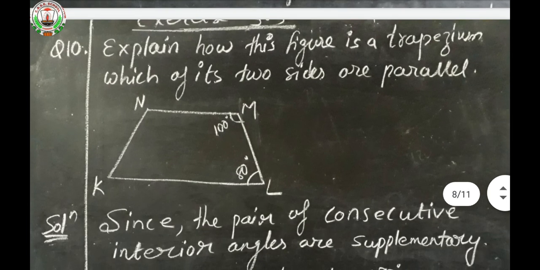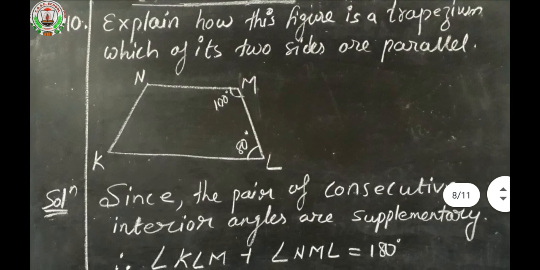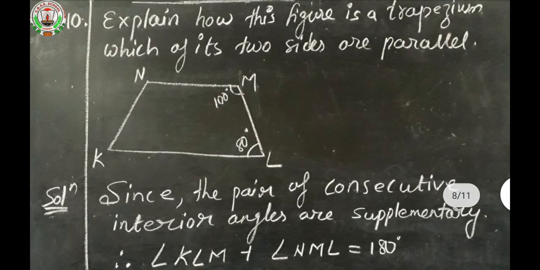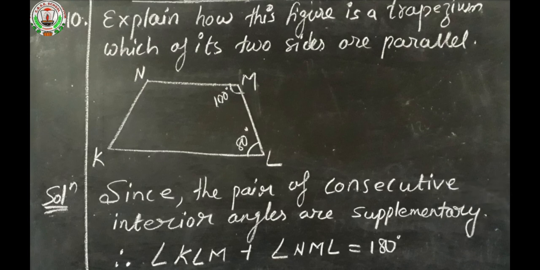That's why. Okay. Now we will see question number 10. In question number 10, it is said, explain how this figure is a trapezium. Which of its two sides are parallel? You have to explain. See, we have one figure, isn't it? That is KLMN. Now it is said that if this figure is a trapezium, you have to explain why it is so and which two sides are parallel. If it is a trapezium, you have to explain why it is a trapezium, and also say which two sides are parallel to each other.